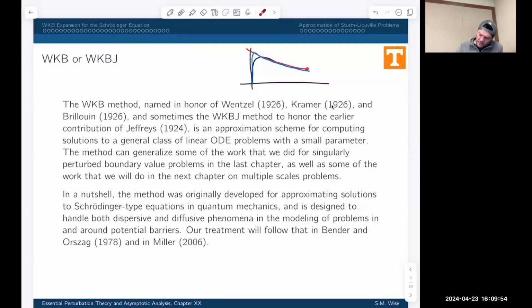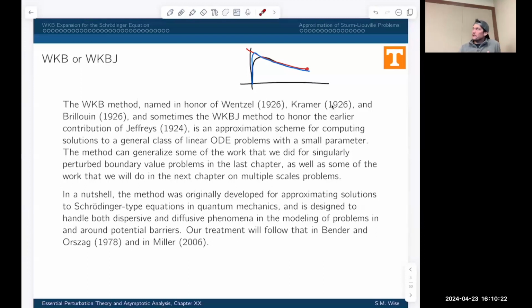It also handles two different types of phenomena, as we'll see. On the one hand, we're going to deal with what are called dispersive types of equations, by which we mean solutions which are oscillatory, and diffusive types of equations, by which we mean that the solutions tend to have asymptotic decay or growth behaviors, usually asymptotic decay.